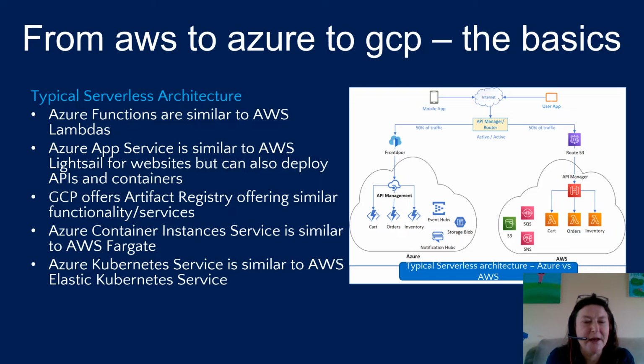There's also GCP, which offers Artifact Registry, which is kind of like a way of registering which functions and which microservices are available. It's a little bit like these kind of architectures. Azure has Container Instance Service, which can be used to manage containers, which is very similar to AWS Fargate, a serverless container management system. So they're kind of similar.